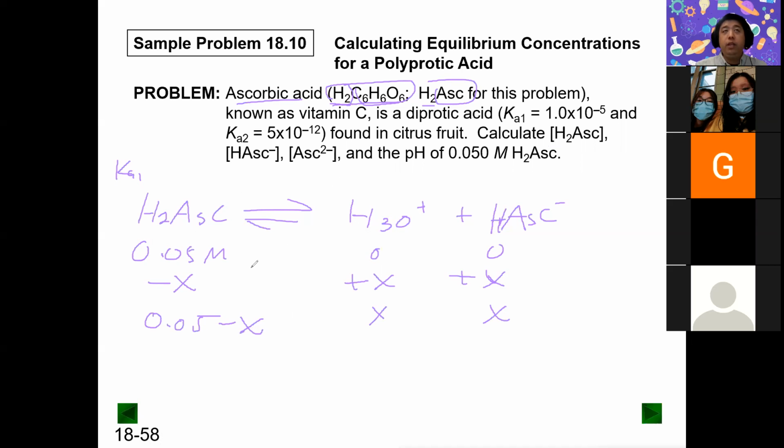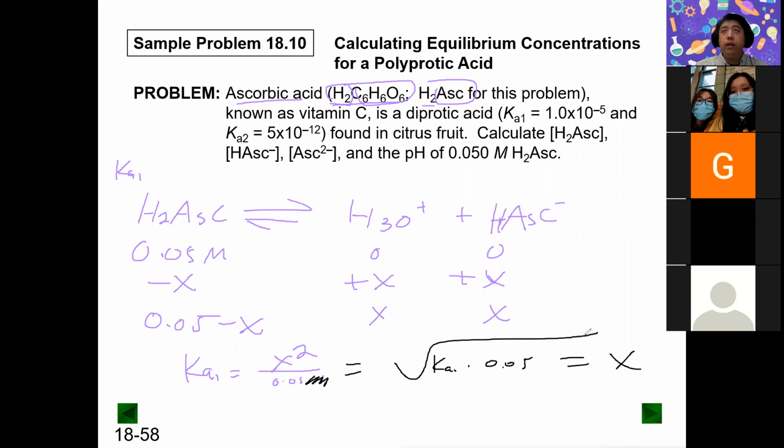Now I'm going to plug everything in. My Ka1, I know that value already, but I'm not going to write it yet. This is the same as if I wrote X squared over 0.05 minus X. And again, with the assumption rule, I can go ahead and remove that. So you go ahead and move it over to the other side. You have Ka1 times 0.05. You do the square root of this and you get your value of X.